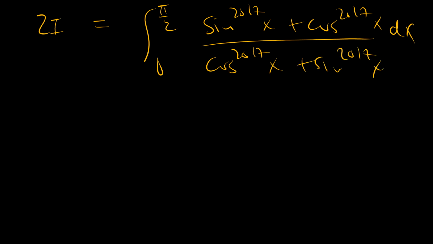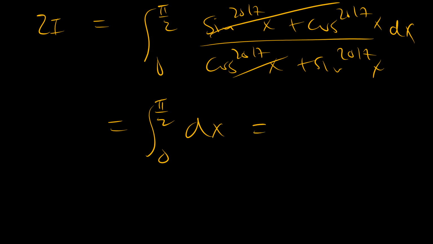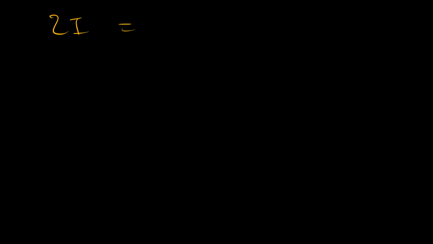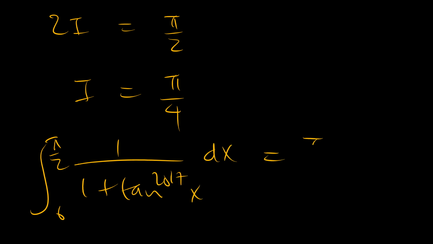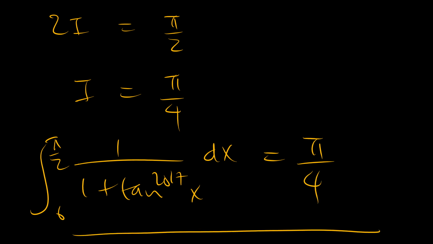And we see that the denominator is the same as the numerator, so this cancels, and this becomes 0 to pi over 2 dx, which is equal to x from 0 to pi over 2, which is equal to pi over 2 minus 0. And so 2I is equal to pi over 2, and I is equal to pi over 4. Therefore, our problem from 0 to pi over 2 of 1 over 1 plus the tangent of 2017 x is equal to pi over 4. And that is our answer.